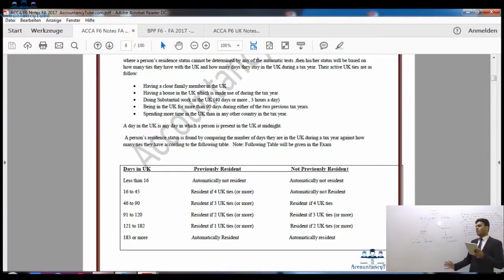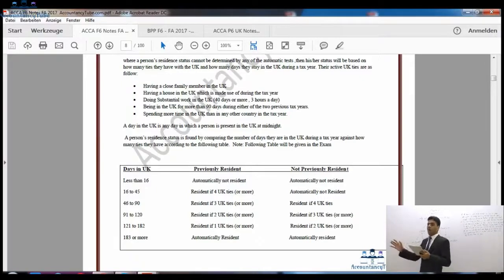Out of those 5 ties, you do not need to have all 5 connections in order to be considered UK resident. You only need to have some of them, depending on how many days you have spent in the UK. So the more days you spend in the UK, the fewer ties you need in order to be considered UK resident. I will repeat again: if you have spent more days in the UK, you need fewer ties, fewer connections, in order to be considered UK resident. So what are those ties?